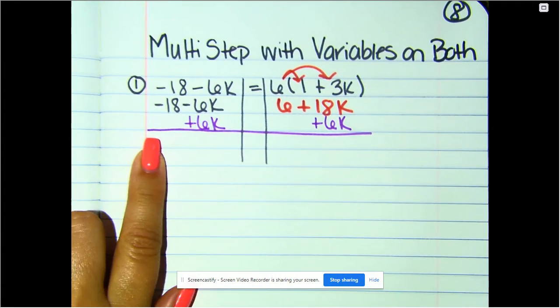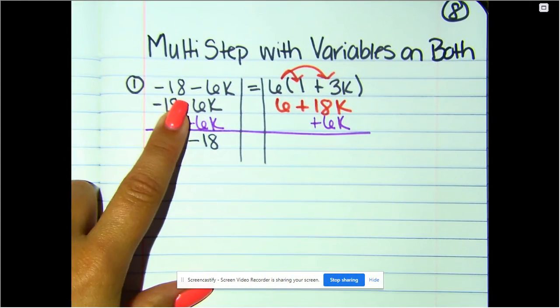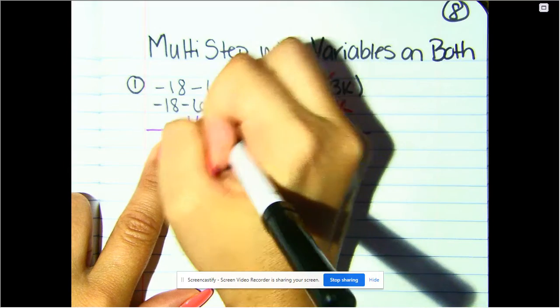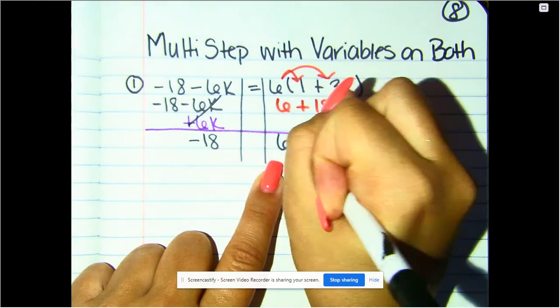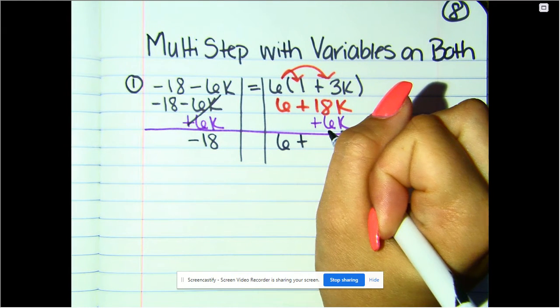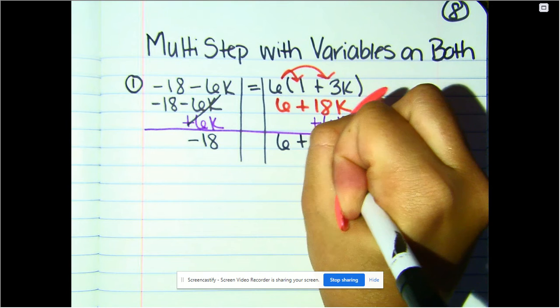Okay, I have negative 18 on this side left. And here I have negative 6k, positive 6k, which cancels. On this side, I have 6 plus 24k.